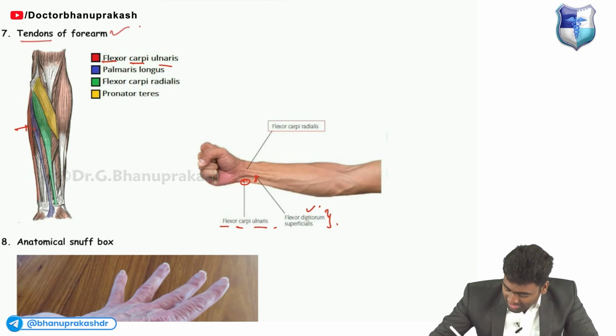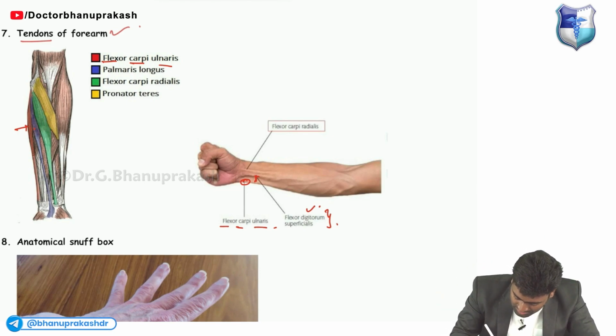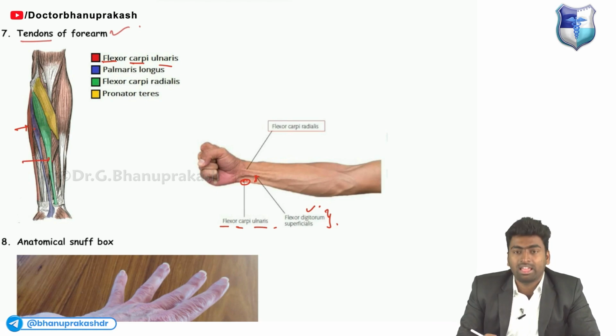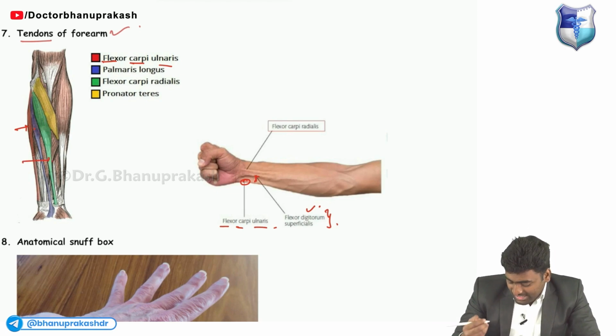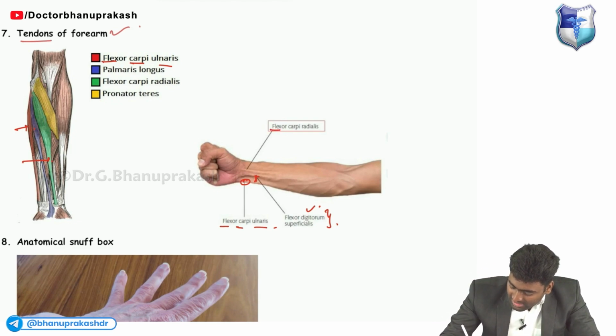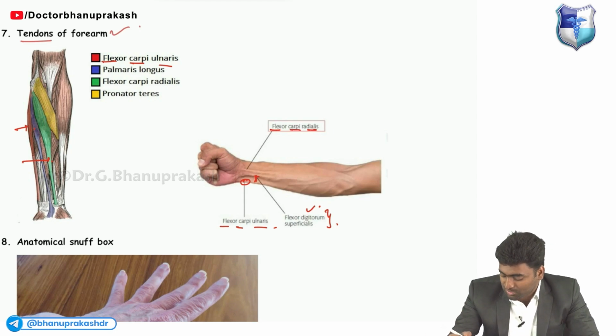Then moving ahead, as I told you, the part causing the flexion around the radial side of the wrist joint is the tendon of the flexor carpi radialis. So remember this 3-1: flexor carpi ulnaris and flexor carpi radialis.